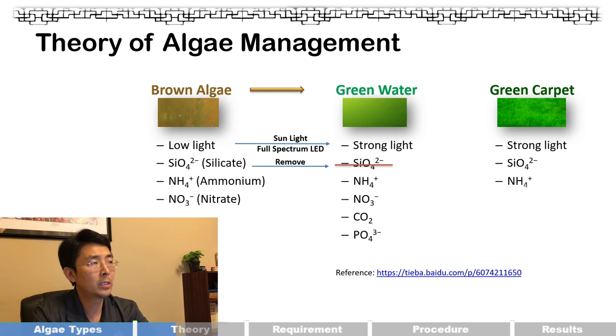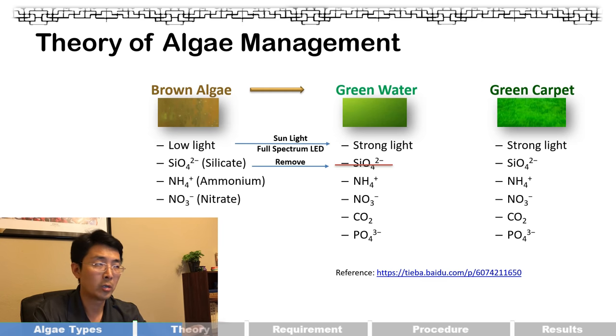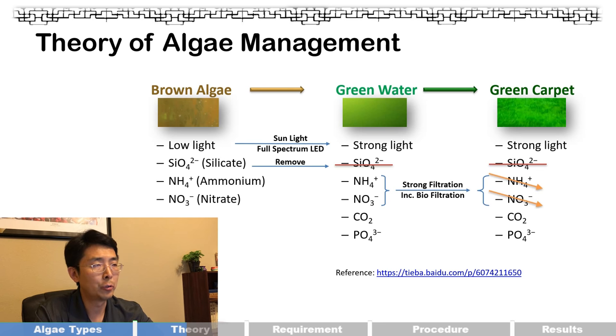Last one, let's look at what conditions can generate green carpet algae. It obviously requires strong light and some of those components. So what about the transition from green water to green carpet? The first one, you also need to maintain the strong light and remove silicate. In terms of ammonium and nitrate, you need strong filtration or increased biofiltration to reduce ammonium and nitrate. For the last two, carbon dioxide and phosphate, you also need to reduce those two.